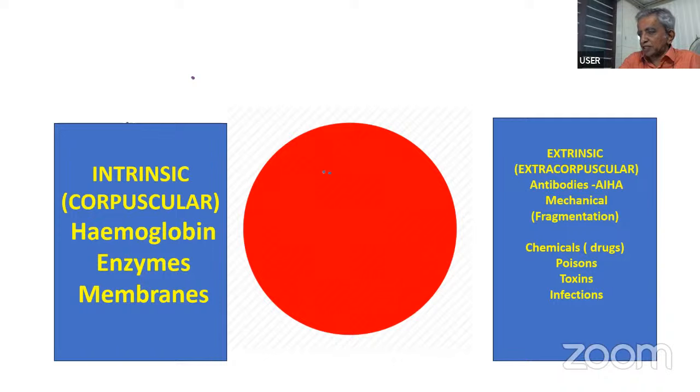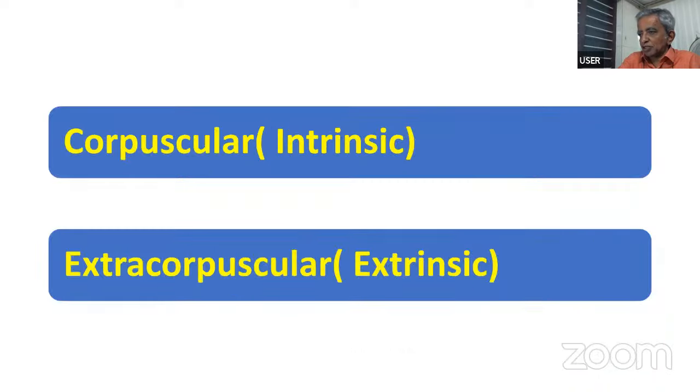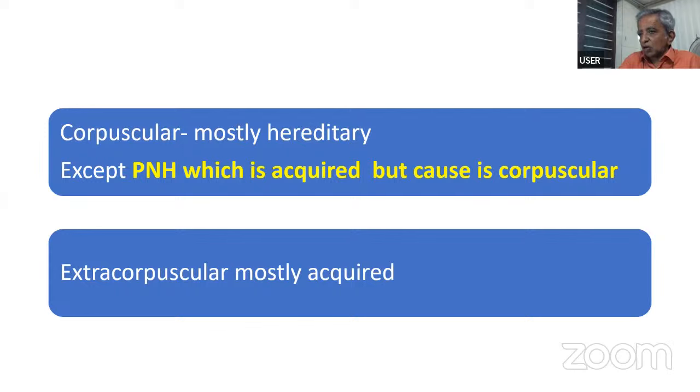Okay, so these are the causes of intrinsic factors and extrinsic factors. And metabolic problems like coming from outside, you can have Wilson disease, which can produce damage. And that is also responsible for hemolysis. Now, corpuscular will be intrinsic, extracorpuscular will be extrinsic. Now, corpuscular factors are mostly hereditary.